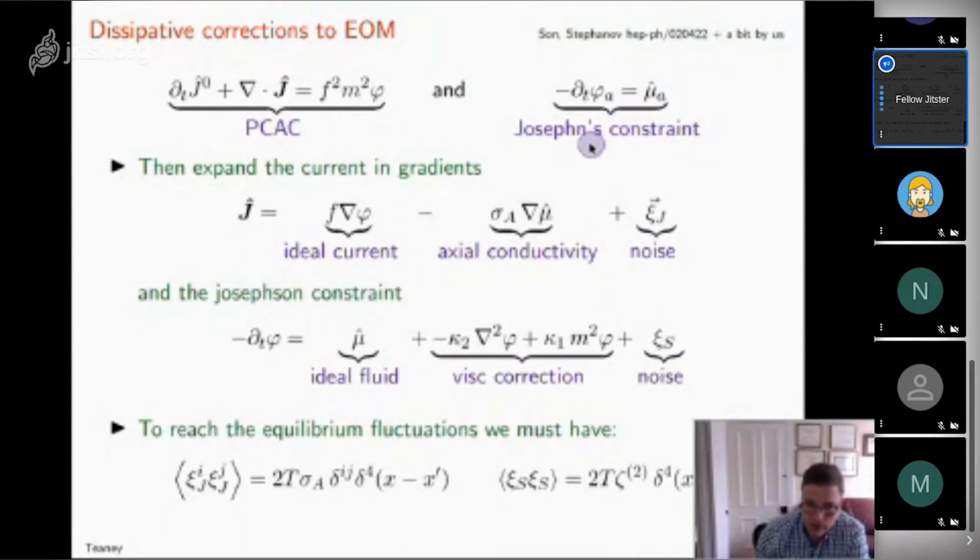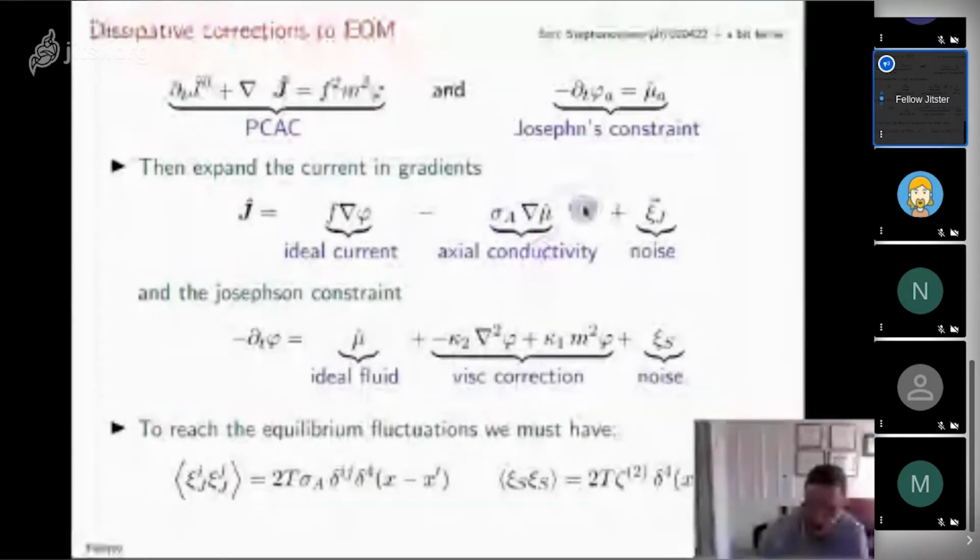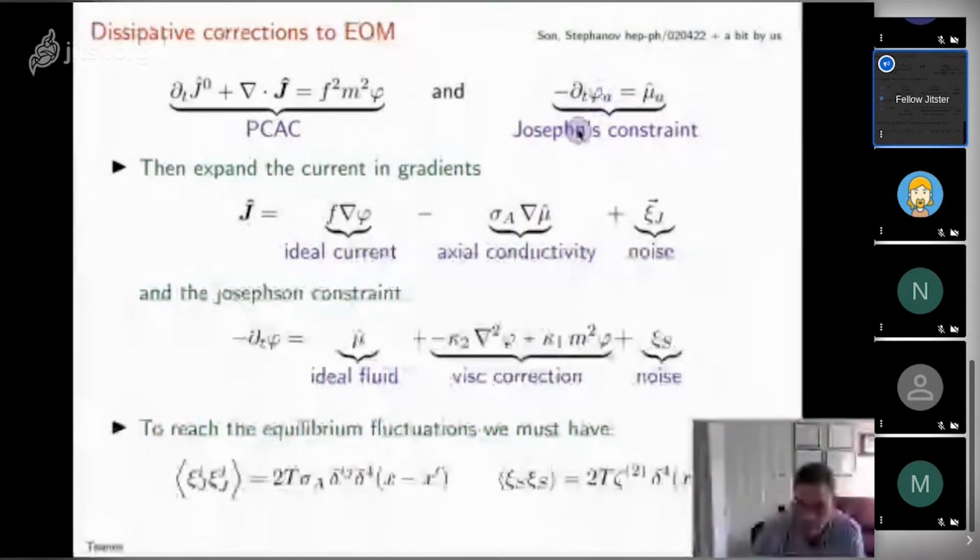Now, these are, so to say, the ideal equations of motion. Now you start expanding in gradients. Okay, so the first term would be the ideal piece. That's the gradient of the phase. And now you have a correction which is called the axial conductivity. Okay, and let's just count derivatives. So the first term has one derivative. The second term has one derivative of the chemical potential, but the chemical potential is the time derivative of the phase, so that's like two derivatives. Okay, it's one derivative higher. Okay, and now similarly, the Josephson constraint.